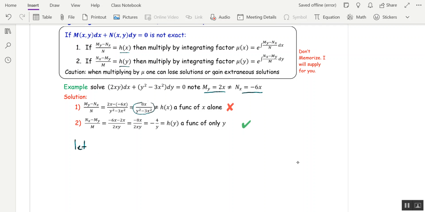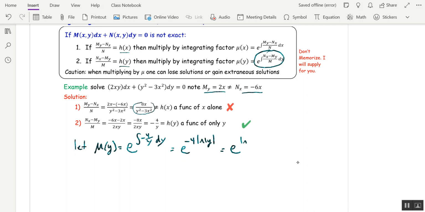Let mu of y equal e to the integral of negative 4 over y dy. So I'm just using this formula right here, e to the integral of that expression. That's e to the negative 4 ln absolute y, which is e to the ln of 1 over y to the 4th, which is positive. I don't need the absolute value. But even if I had the absolute value, I could get rid of it, just like when we solve linear differential equations. So this is 1 over y to the 4th.